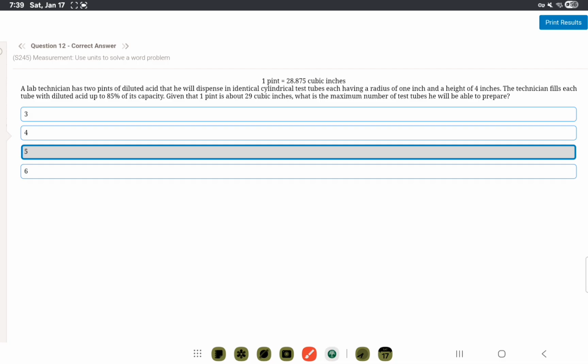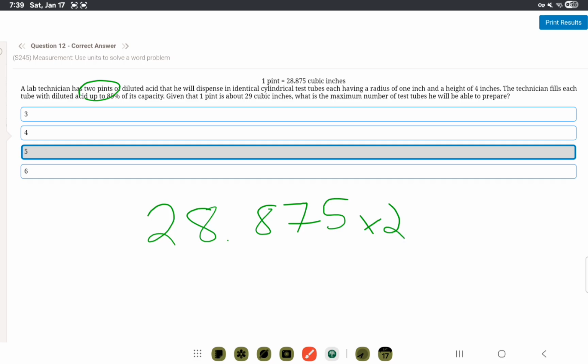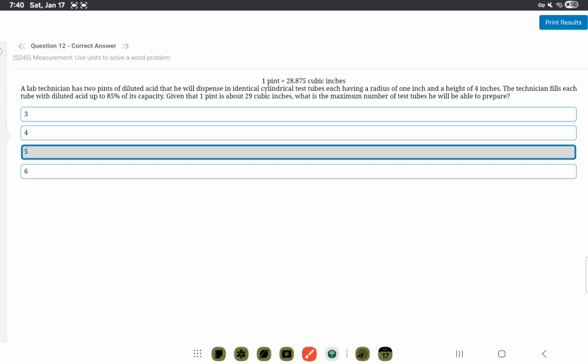So they say 2 pints of diluted acid, so we do 28.875 times 2. There's no formula to know; you just need to know how to solve this. Times 2, you get 57.75. Now they're talking about filling with acid.